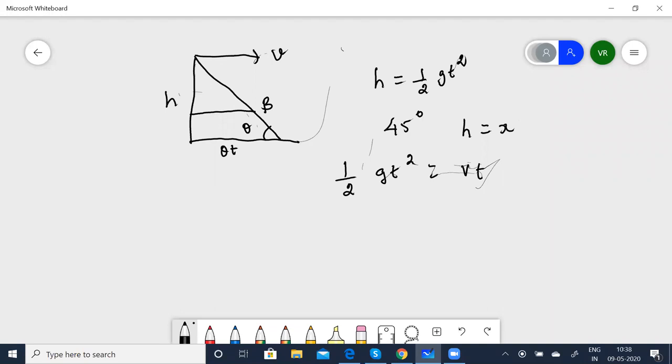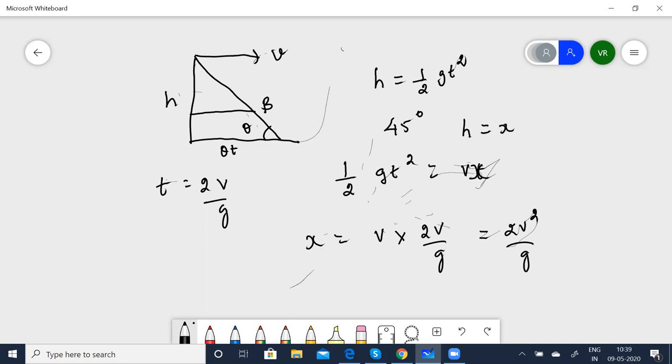Now you know t is equal to 2v by g, or I can take it as vx. So on equating, we get x is equal to v into 2v by g, which is nothing but 2v squared by g.